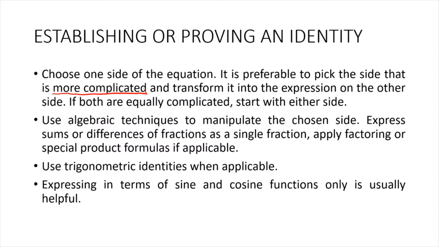Now let's try some examples. First, let's take, for instance, the equation that we had earlier: cosecant theta times cosine theta equals cotangent theta. As you can see, the left-hand side of the equation is relatively complicated compared to the right-hand side of the equation, and so we start with the left-hand side. We manipulate it, and transform it into an expression that is similar to the one on the right-hand side of the equation, which is in this case cotangent theta.